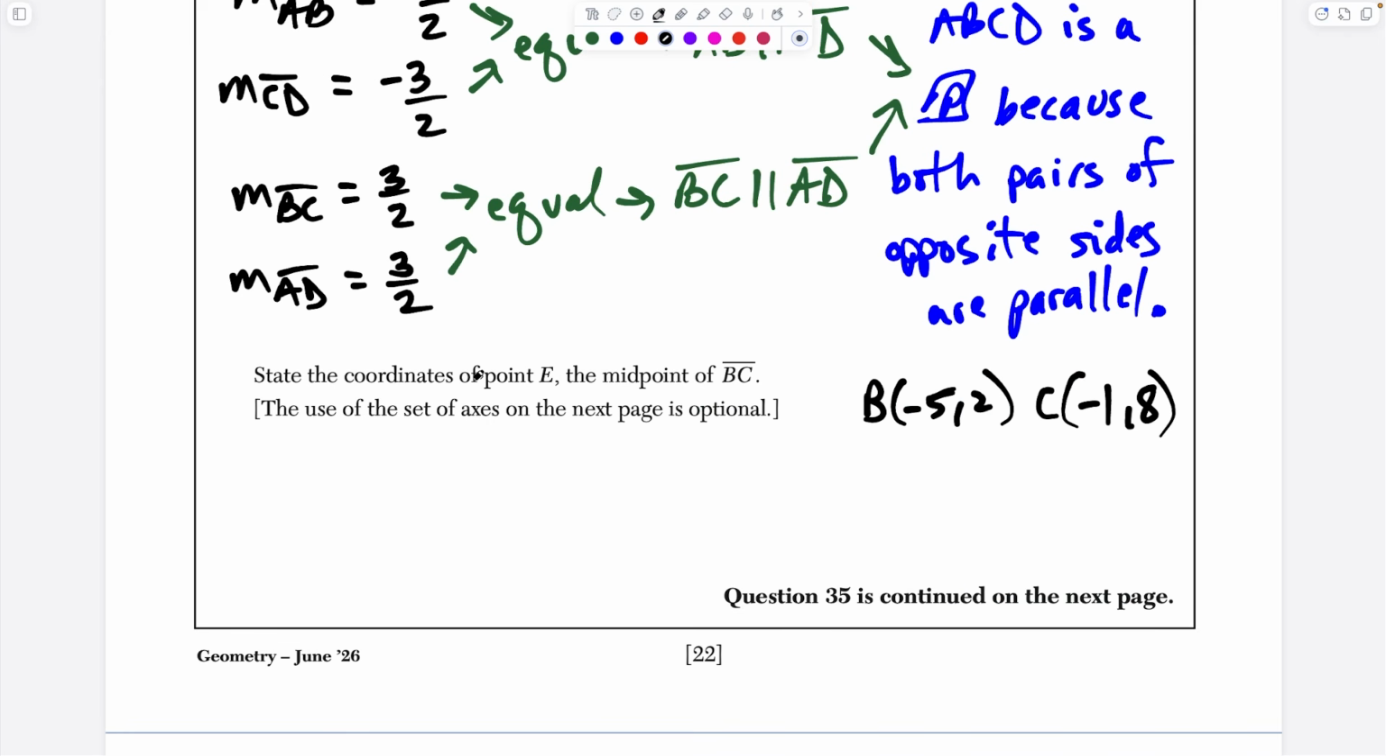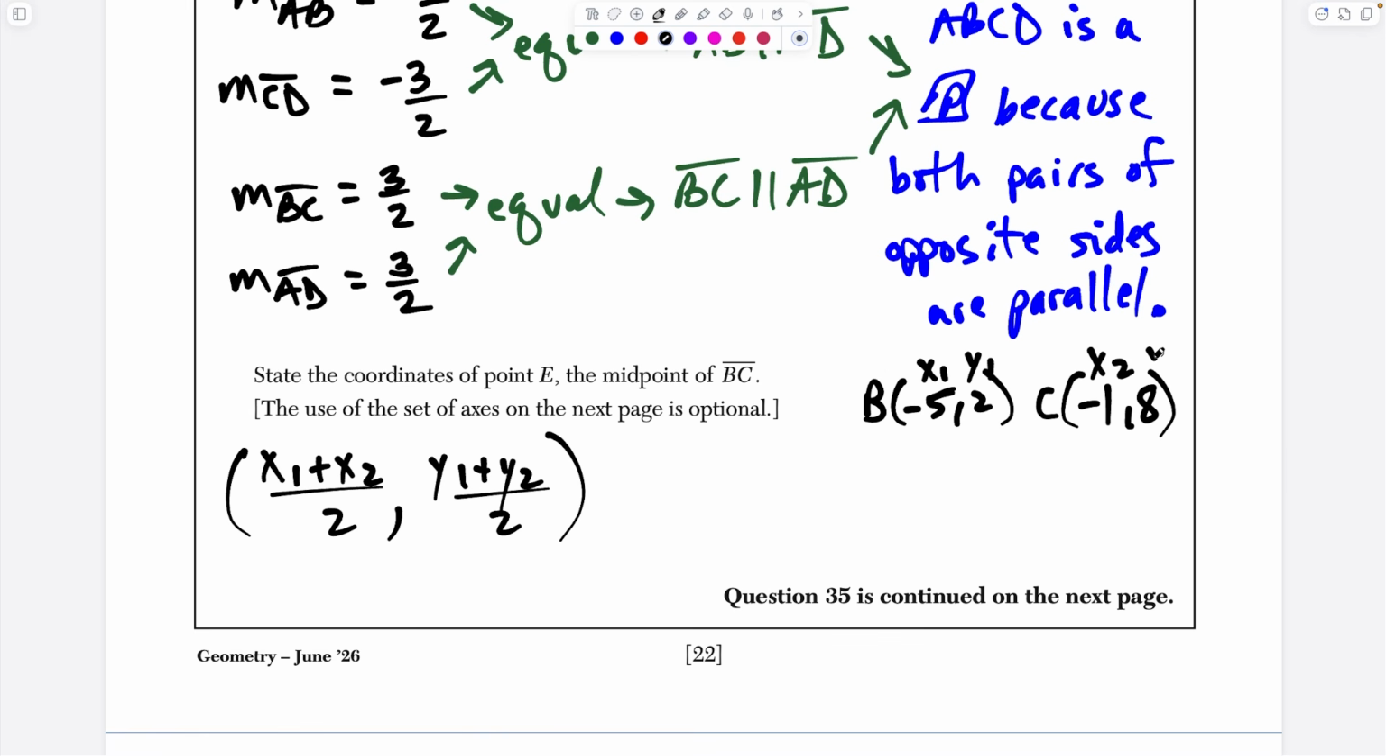So now for the next part here, we have to state the coordinates of point E, the midpoint of BC. First we could use the formula, and then I'll verify that what we found is reasonable. So this is the formula for the midpoint of any line segment. What we could do is just plug the points in for B and C into the formula. So B we could call our x1, y1, and then C will be our x2, y2.